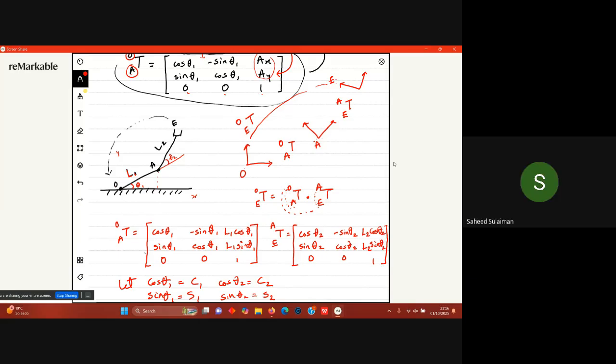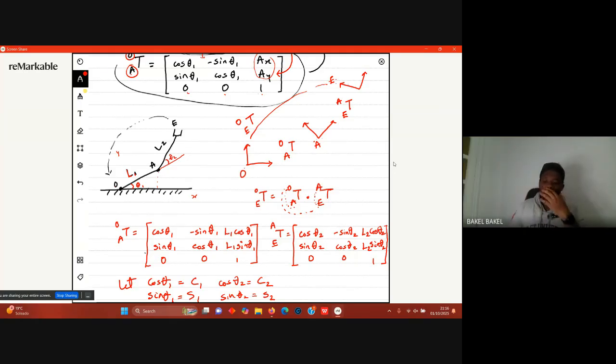So in the second matrix, why is it L2 cos theta 2 and not, as usual, L2 cos theta 1 plus theta 2? Okay, good question. This is because I want you to understand something. If you remember the previous one, you do theta 1 and theta 2 when you are looking at that rotation with respect to the base.